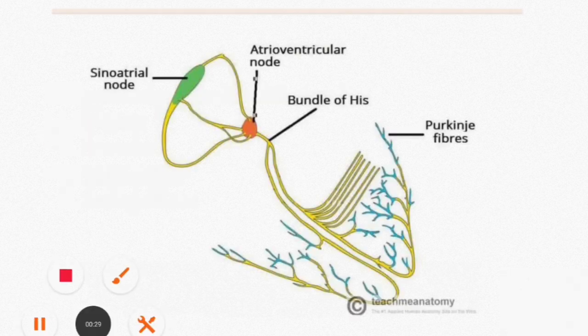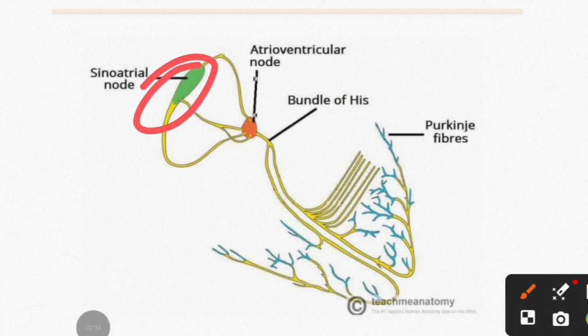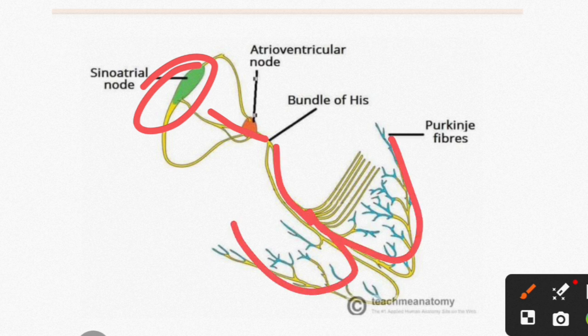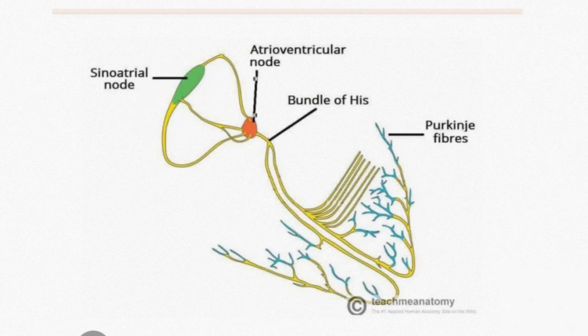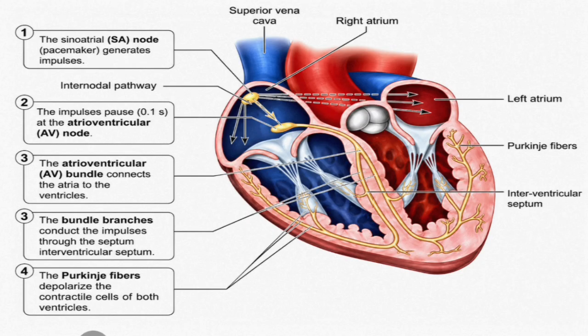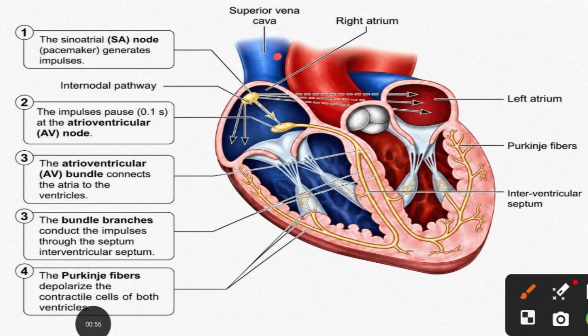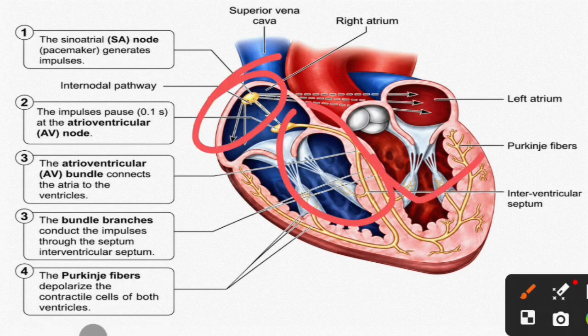So in this picture you see that this green part is the SA node, from where the electrophysiological current of the heart is generated. Then it travels through the atrioventricular node, then it passes to the bundle of His, and then to the Purkinje fiber, and it makes the heart beat. Here in this picture we see how the SA node generates the signal and this electrophysiological signal transfers up to the Purkinje fiber and makes the heart beat.